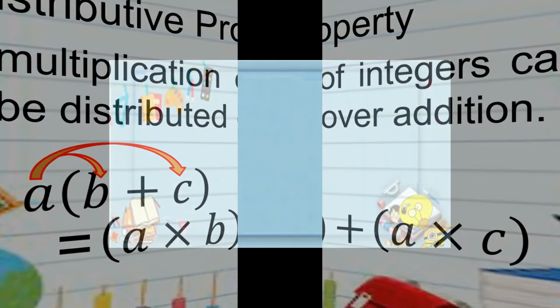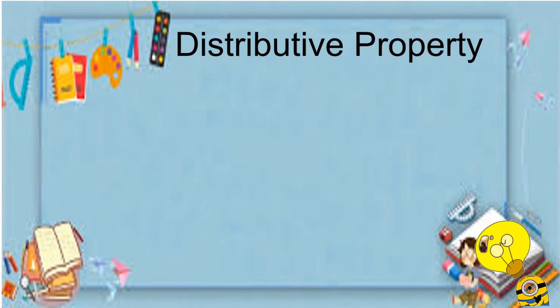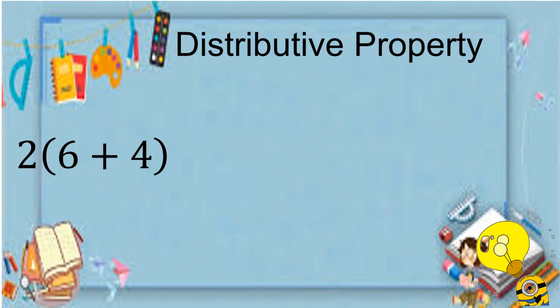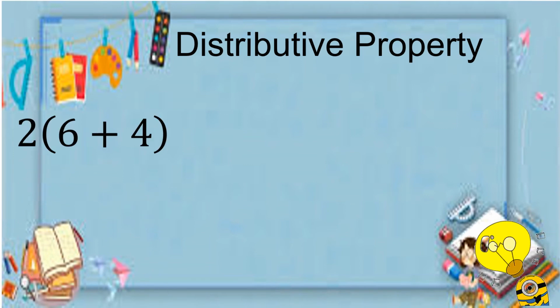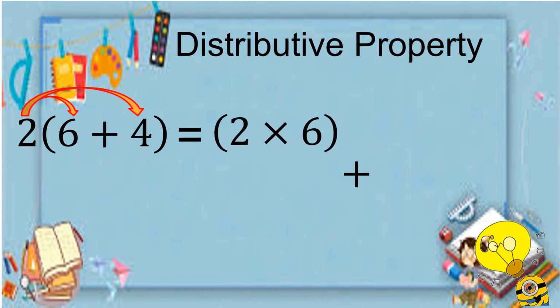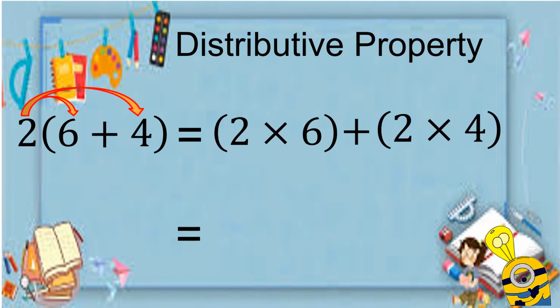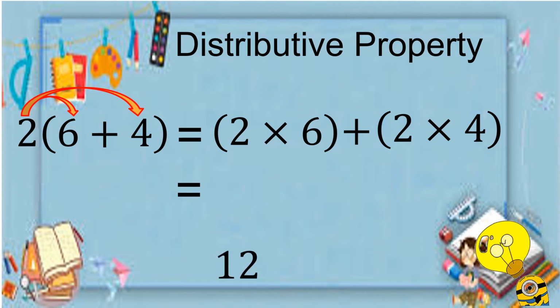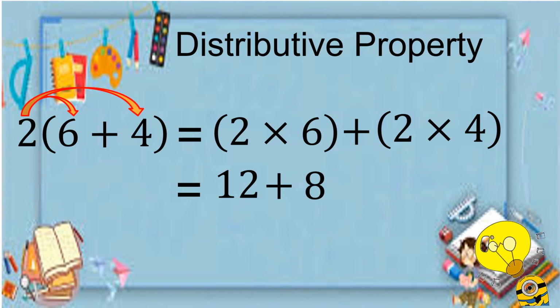Now let us have examples for distributive property. Supposing we have 2 times 6 plus 4. So we are going to distribute 2 to 6 and 4, which is equal to 2 times 6 plus 2 times 4. What is 2 times 6? Very good. It is equal to 12. How about 2 times 4? Correct. It is equal to 8. So therefore, adding up 12 plus 8, it is equal to what? Correct. It is equal to 20.